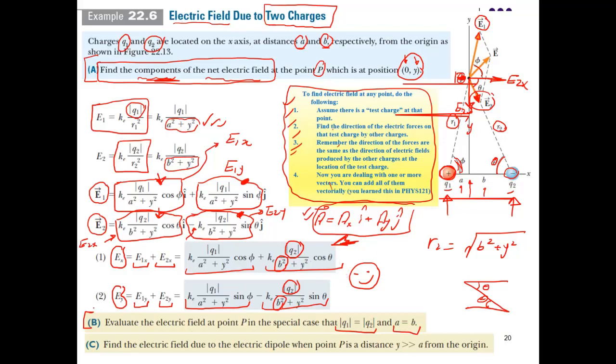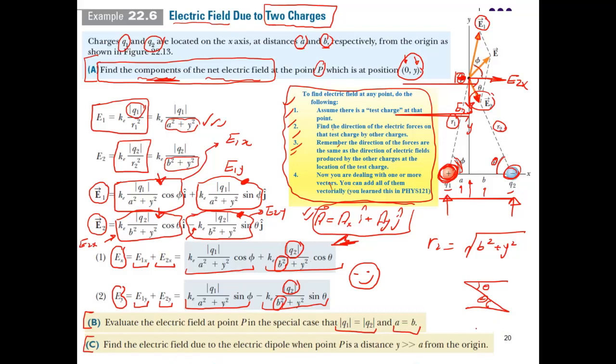Now, I just said I'm not going to do C, but let me just give you one piece of info, because you might not know that. Find the electric field due to the electric dipole. By the way, this is called an electric dipole. Why? Di means two. Any electric dipole simply consists of two charges with equal magnitude and opposite sign, I should say.